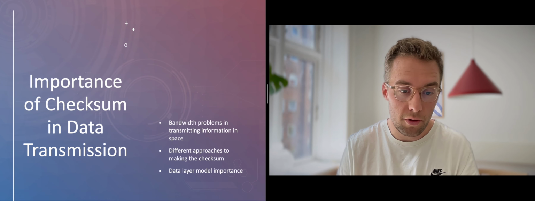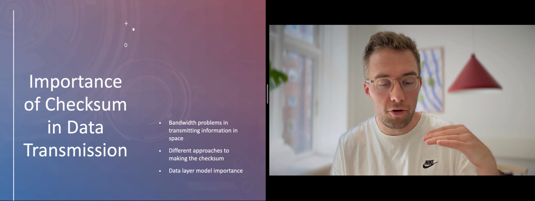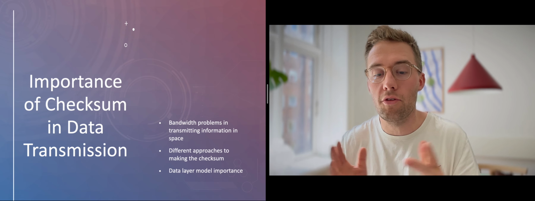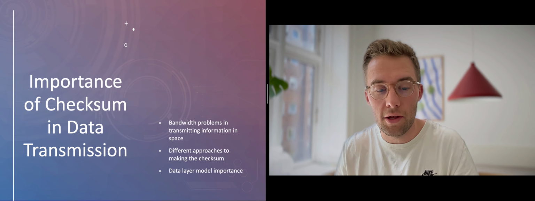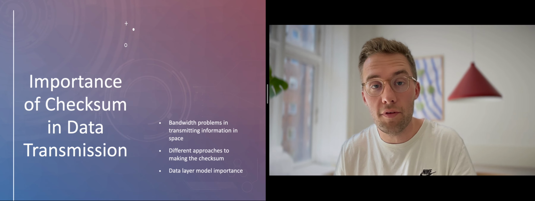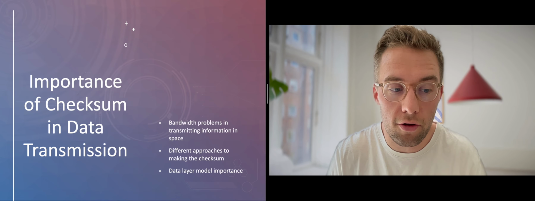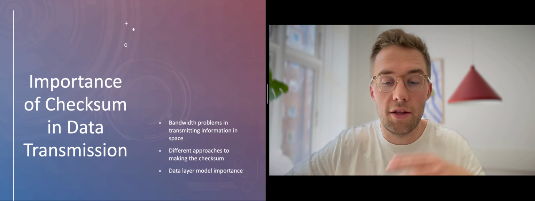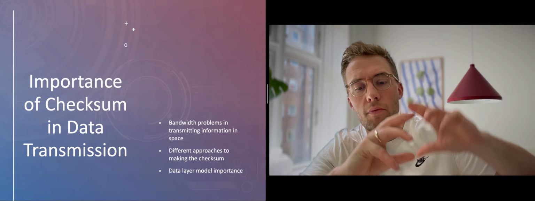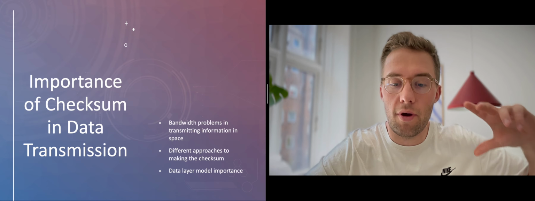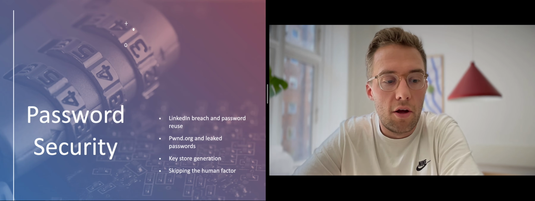And this can have some bandwidth problems in transmitting information, and different approaches to making the checksum are to be found. But mainly, what you need to know is that the data layer model is important in this situation, because this is where you need to be aware that there are these checksums in the layer model. So where we have the IP address at the bottom, don't hang up on that, but you have the physical layer, you have the data layer, and all the other layers for when you're communicating.